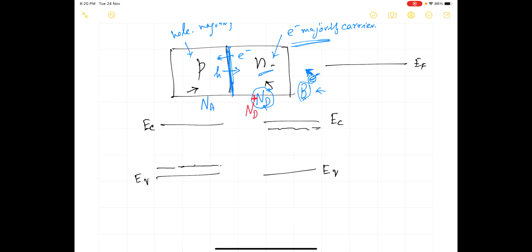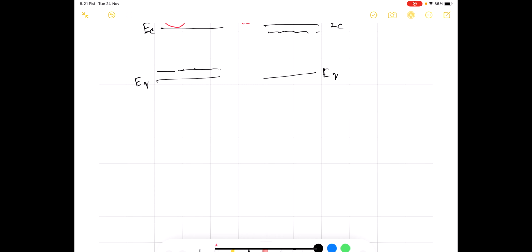So once the electron is gone, what is left is an Nd plus charge. In the same way, the acceptor levels have a deficiency of electrons, so once one takes an electron, it becomes Na minus, right? Na minus is a charge in the p side and Nd plus is in the n side. So let me plot it once again.